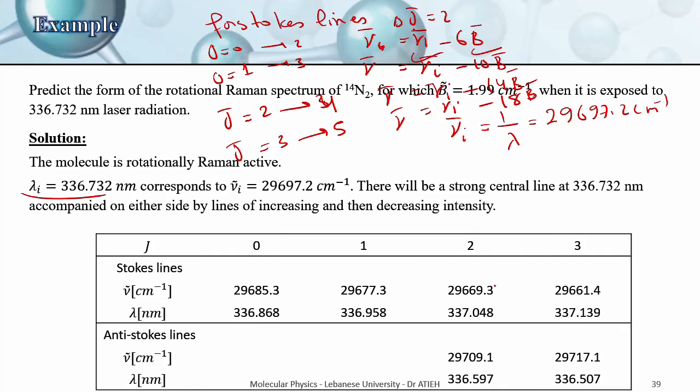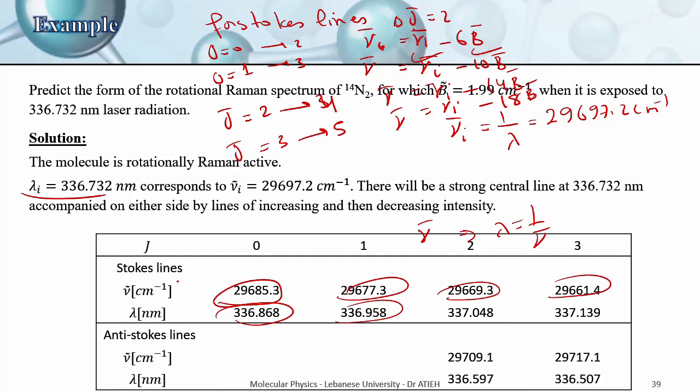So just substitute and you'll get your wave numbers. So it's easy. Once you get your wave numbers, you can get your lambdas. Again, if you have a nu bar, you can calculate lambda. So lambda equals 1 over nu bar. Just check for the units.